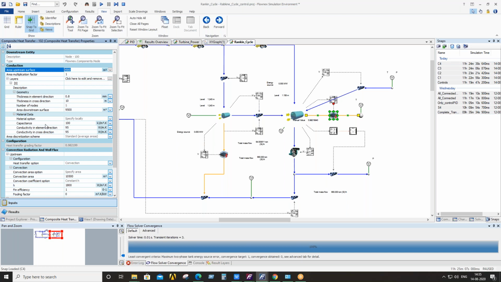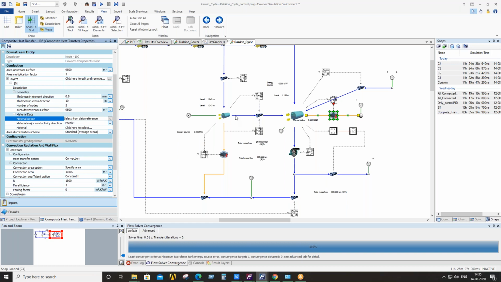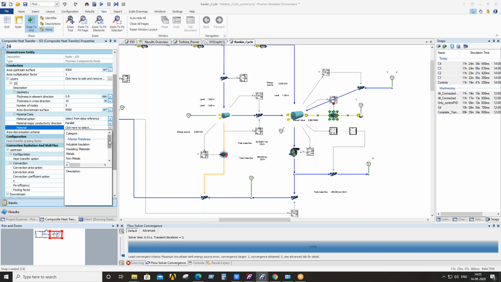And here you can specify the material properties for these condenser pipe elements. Individually you can specify the conductivity and capacitance, or you can specify any material from the database which is predefined. Here you can see different types of materials included inside the Flownex library. You can select any material, carbon steel, chromium steel, anything you can choose from here.